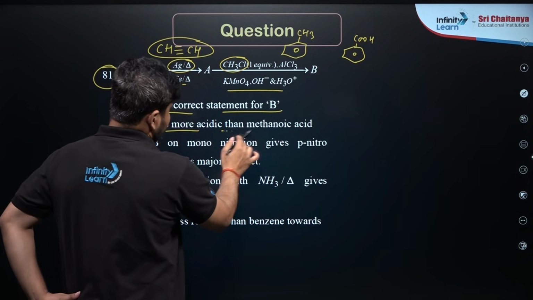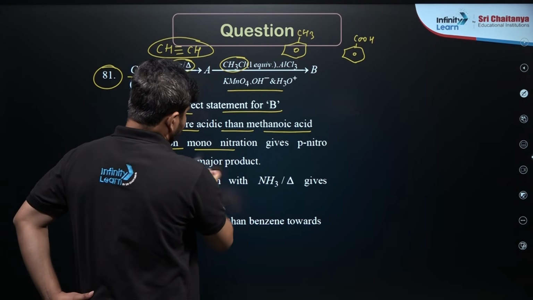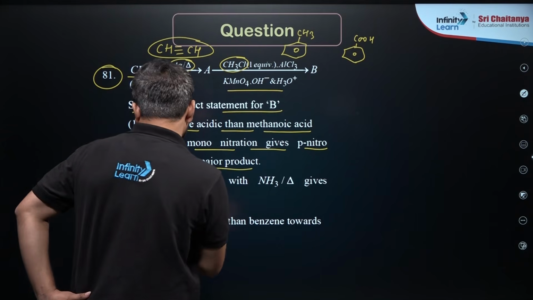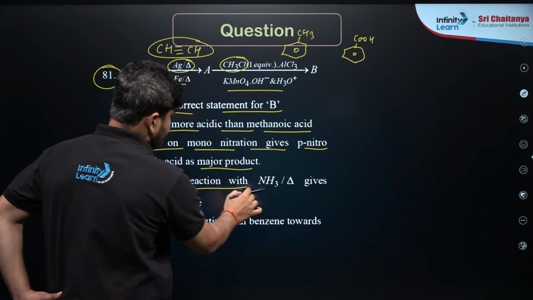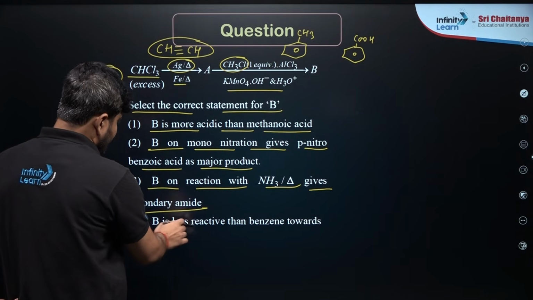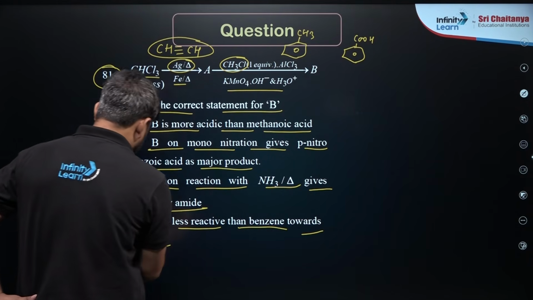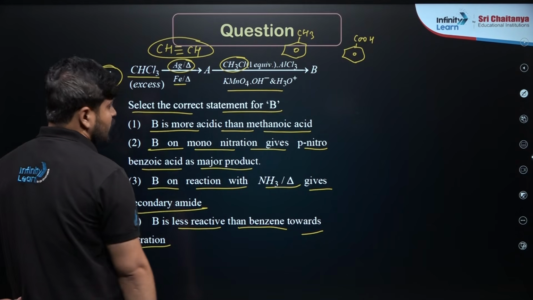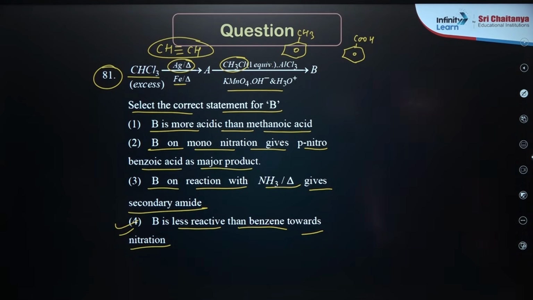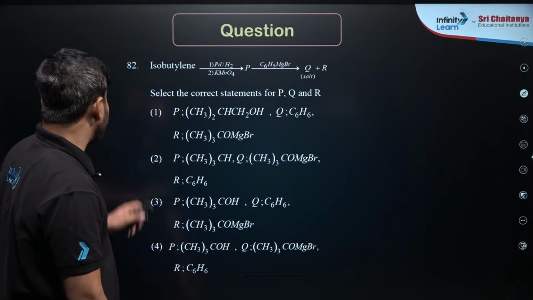Out of all the statements, select the correct statement for B. B is more acidic than methanoic acid. B on mono nitration gives para-nitrobenzoic acid as a major product. B on reaction with NH3 on heating gives the secondary amide. B is less reactive than benzene towards nitration. Yes, this is the correct statement, so we have to know this one. This is the correct statement for this question. Now I am coming to the next.